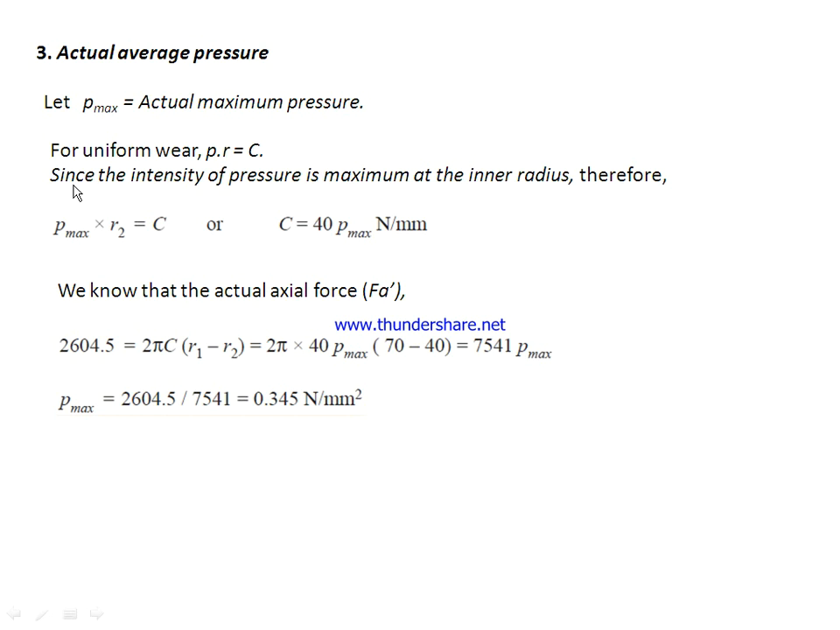Now, after having calculated the actual axial force FA dash, we will calculate the actual pressure for 4 pairs of friction surfaces. Let P max be the actual maximum pressure. We know that for uniform wear conditions, the product P into R equal to C. Since the intensity of pressure is maximum at the inner radius, hence P max into R equal to C. So, C equal to 40 into P max, because R2 is 40 millimeter. We know that the actual axial force FA dash is equal to 2 pi into C into (R1 minus R2). So, by substituting the values here, we get P max as 0.345 newton per millimeter square.